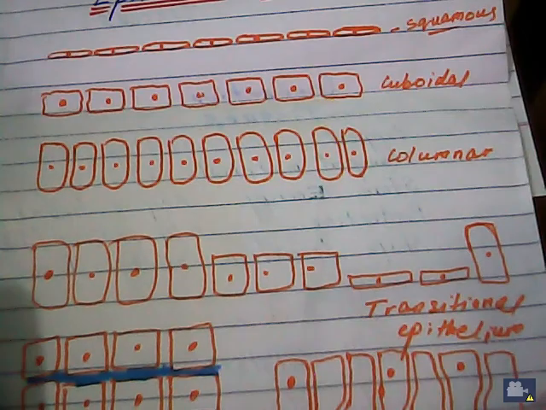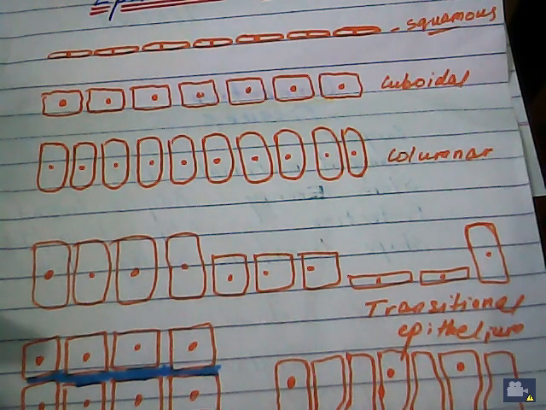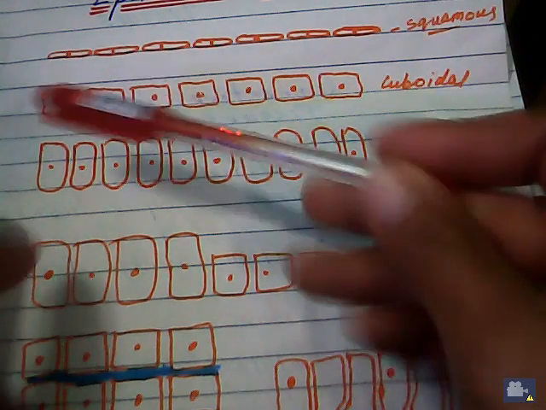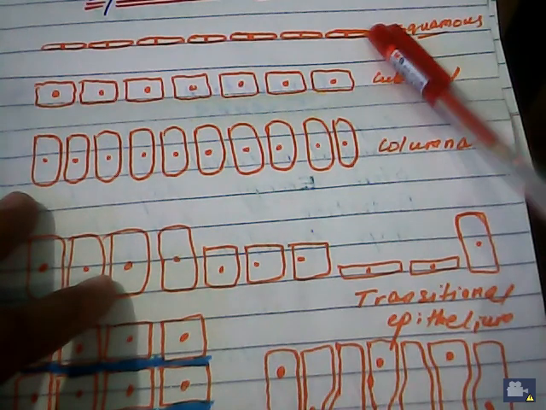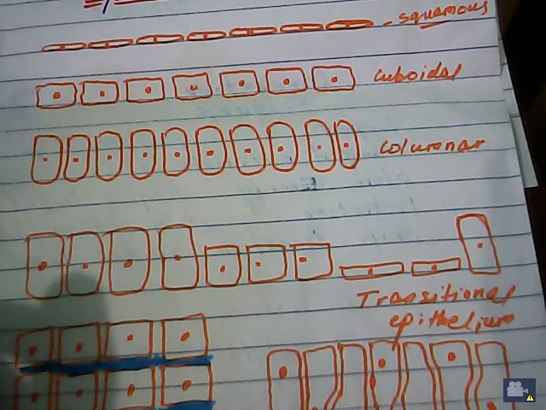Epithelial cells are of different types. We can divide them on the basis of their shape and arrangement. The first type of epithelial cells are squamous cells. These here you can see. These are like pancake types of cells.